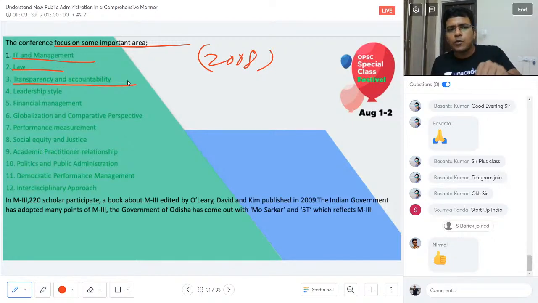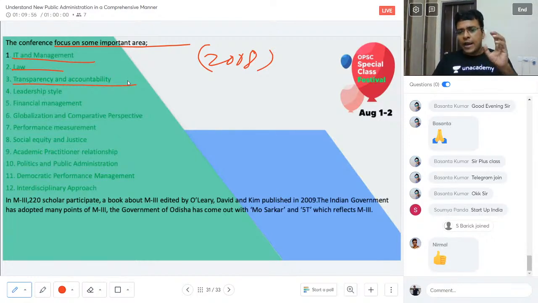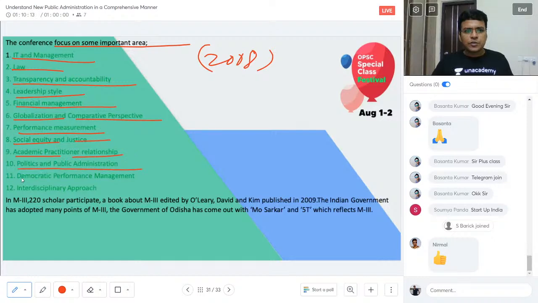This you can remember easily, and you can write one or two lines easily. IT and management: how IT has revolutionized the way administration functions. You can give the role of IT. Law: how law has become important, how with the law administration has increased its activity. Transparency and accountability, leadership style, financial management, globalization and comparative perspective, performance measurement, social equity and justice, academic practitioner relationship, politics and public administration, democratic performance management, interdisciplinary approach. There are 12 things.